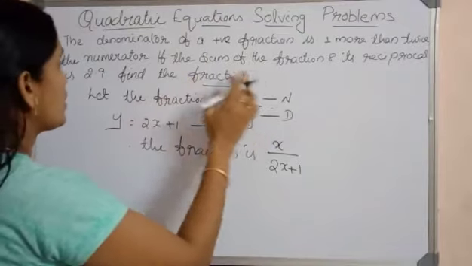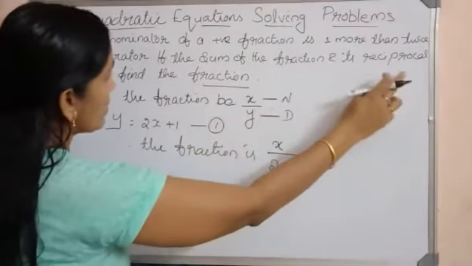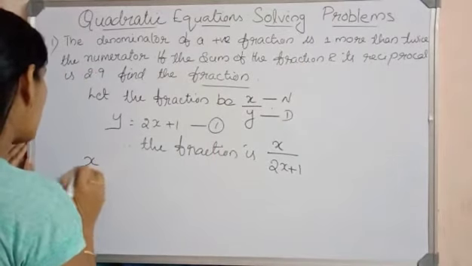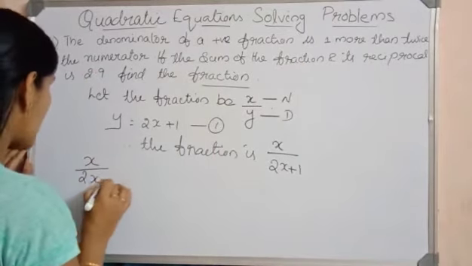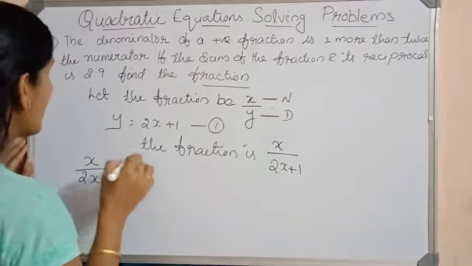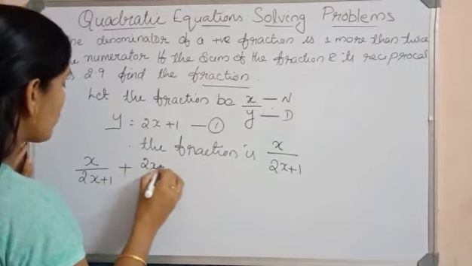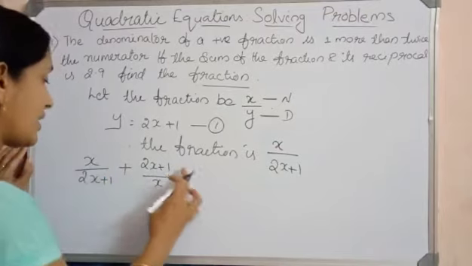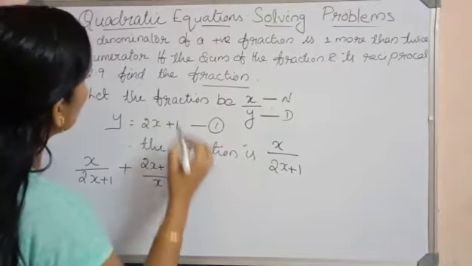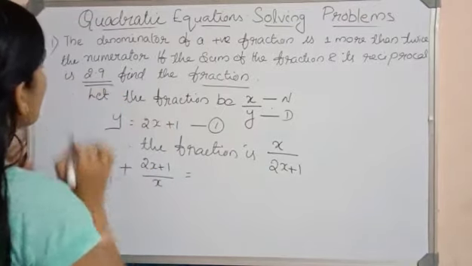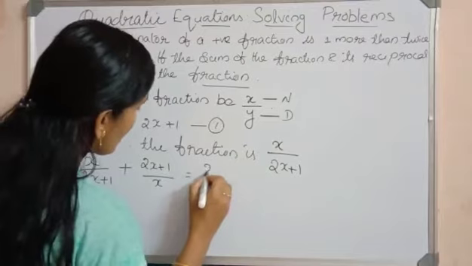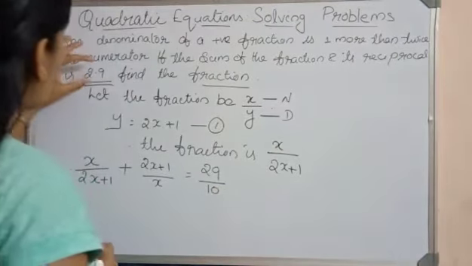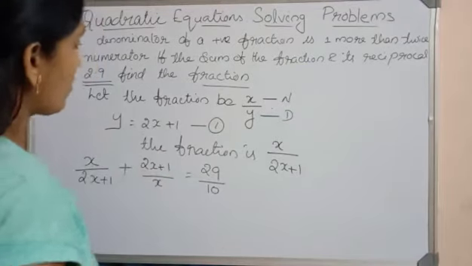Now look at the second condition. The sum of the fraction and its reciprocal is 2.9. So the fraction is x by 2x plus 1 and the reciprocal is 2x plus 1 by x. And the sum of the fraction and its reciprocal is equal to 2.9. It is given that it is 2.9, so let's write this as 29 by 10. 2.9 can be written as 29 by 10.